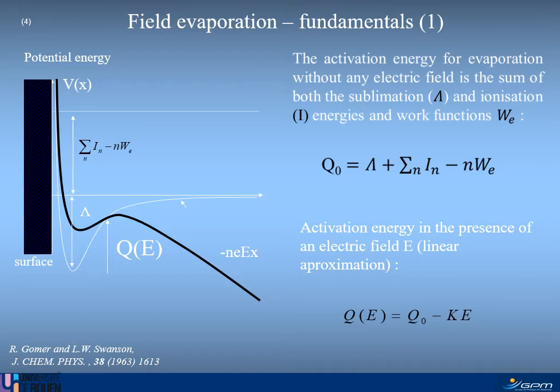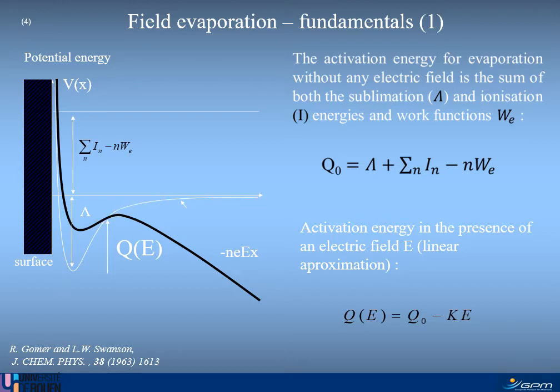Now if we've got an electric field, this activation energy will be smaller and will be reduced in the presence of this electric field. In fact, in the first approach, we can write that Q is Q0 minus Ke, with E the electric field. So in white here, I have plotted the first term, Q0, as a function of the distance here.